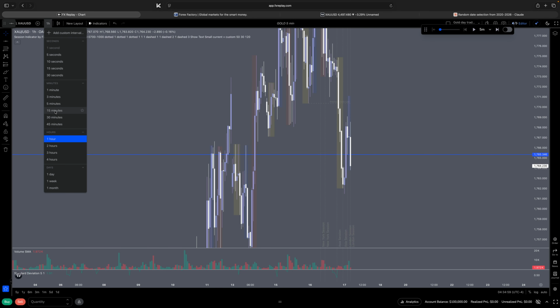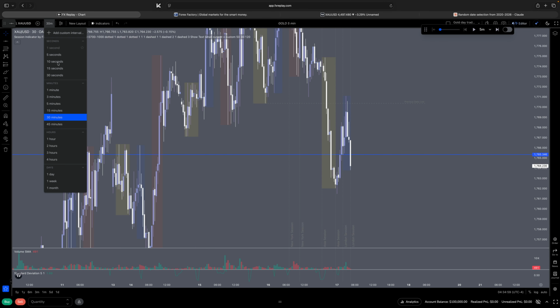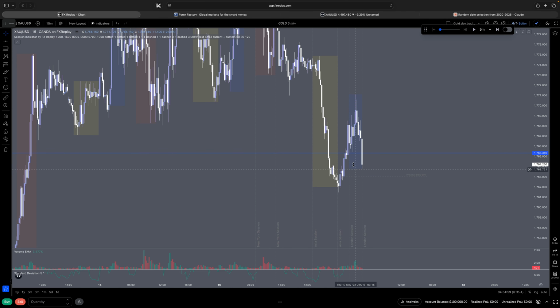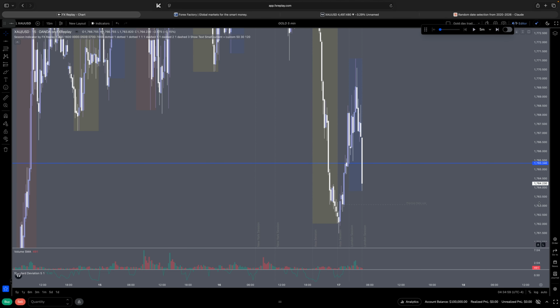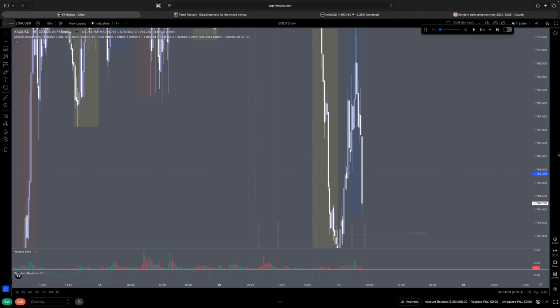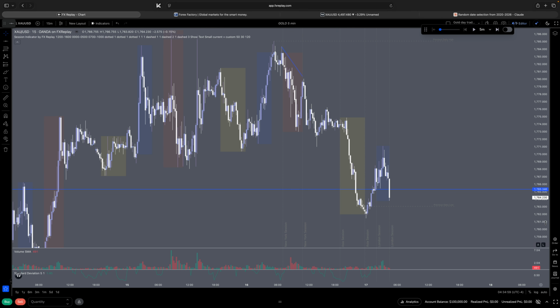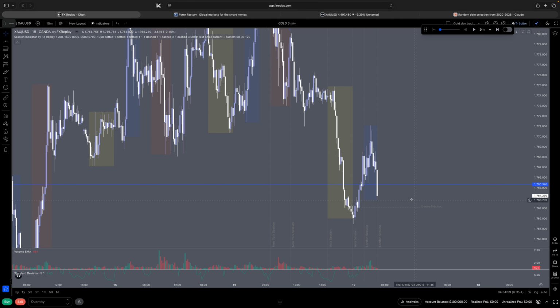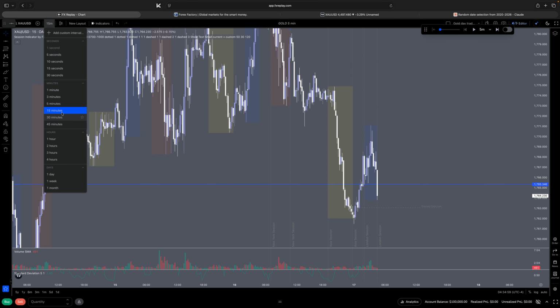Boom. 15-minute as well. Yeah, we retraced this fair value gap as well, but this one is not filled, so beautifully retraced this fair value gap. Let's look for longs now.